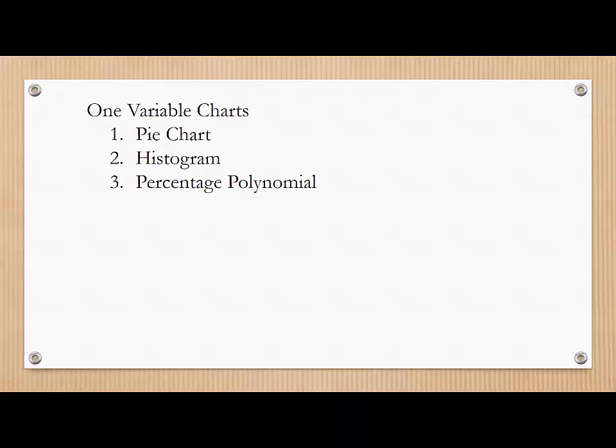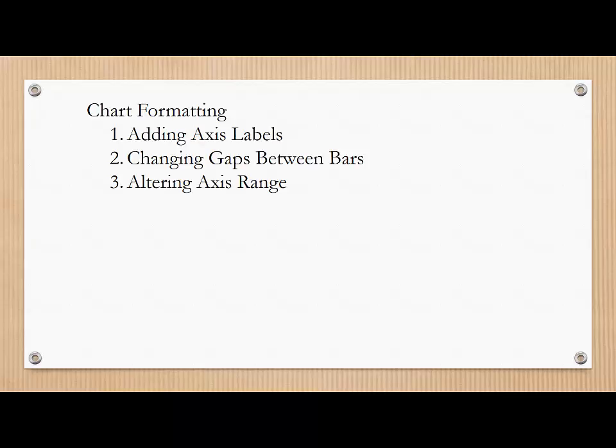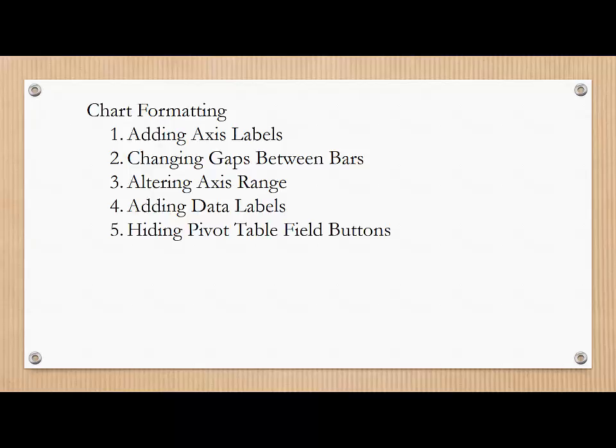We're going to be looking at several commonly used one variable charts: the pie chart, a histogram, and a percentage polygon. We will also look at a combination chart, which is known as the Pareto chart. Along the way, we will be formatting charts, adding axis labels, narrowing the space between bars, altering axes ranges, adding data labels, and hiding pivot table field buttons.